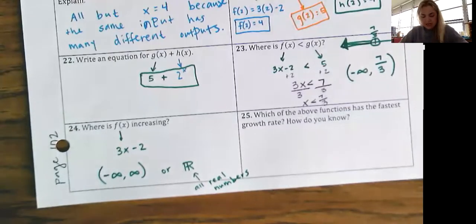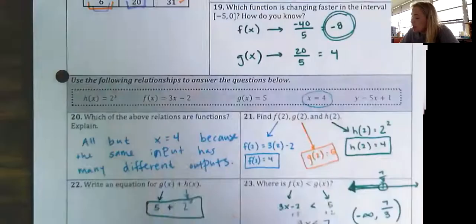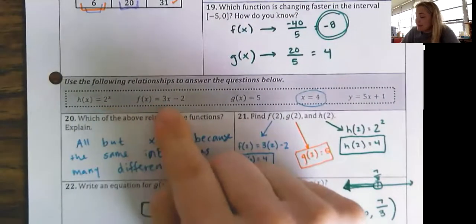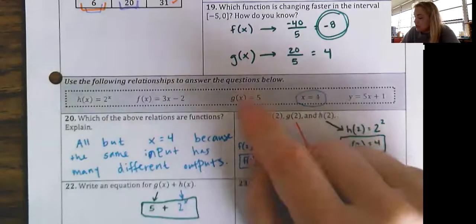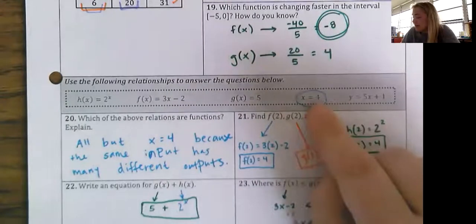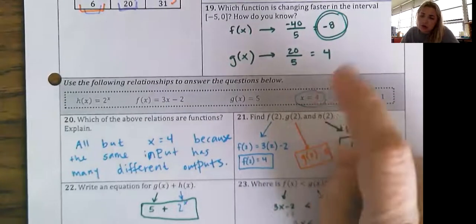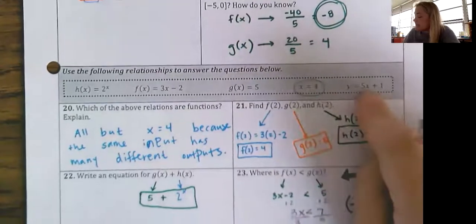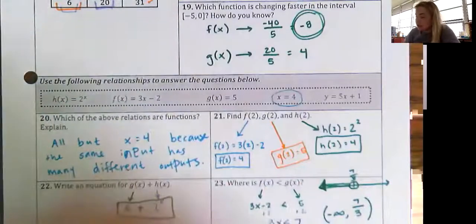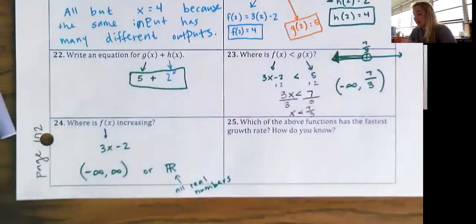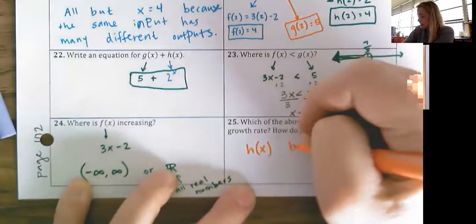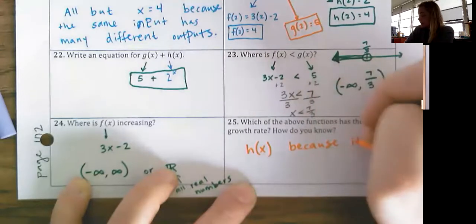Okay, which function has the fastest growth? H of x is exponential. We know that that's always moving quickly. G of x, or f of x, has a change of 3. G of x is not changing at all. It's flat, not very fast. X equals 4 has an undefined rate of change, so that one we're not going to count. This one is faster than f of x because the rate of change is 5, but neither of them will beat that exponential function. So we are going to say h of x because it's exponential.